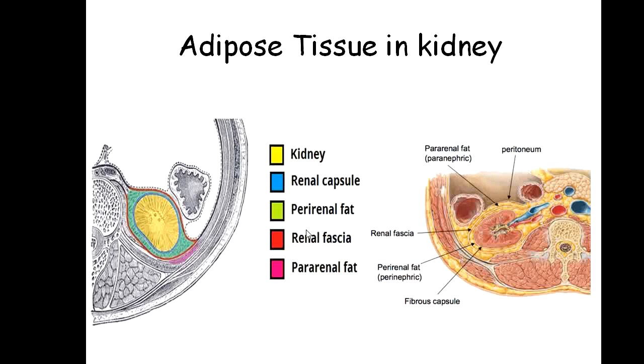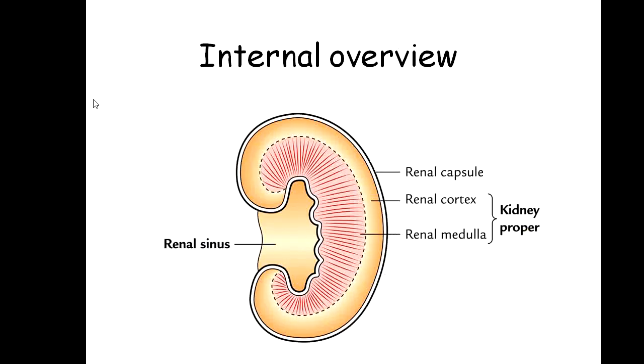I hope you will understand this one. Now the internal overview of the kidney. This is a simple diagram of the kidney, but this is not the actual diagram of the kidney. In this diagram you can see that the outer layer is called the renal capsule, which surrounds only the kidney.